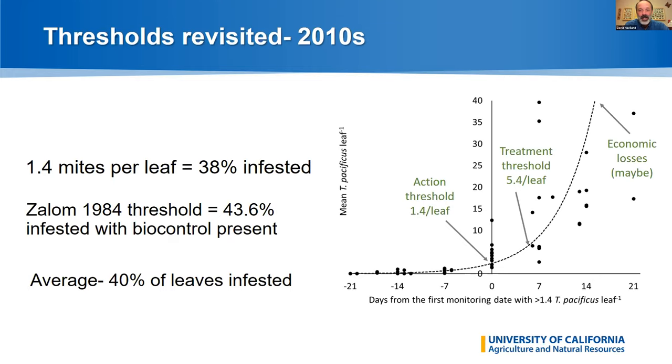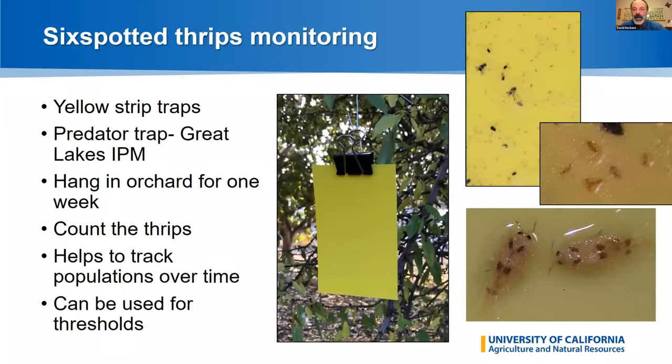So just on average, 40, okay? 40% of leaves infested, you should be treating. If you do that and treat within a week of that, you'll prevent that exponential growth. Again, assuming you've got good coverage and you know that a miticide is working. So very, very confident there.